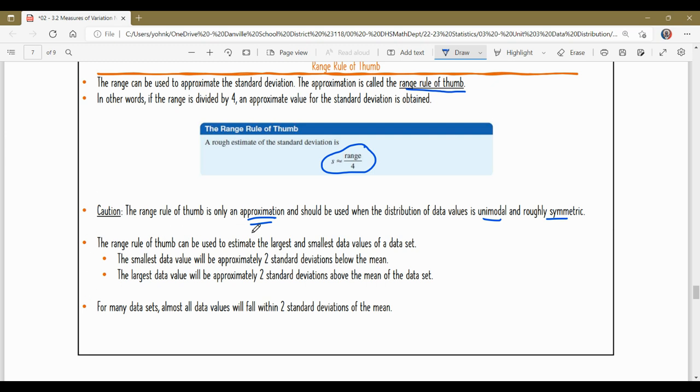The range rule of thumb can be used to estimate what the largest and smallest data values are in a set. You can find the smallest one by finding 2 standard deviations below the mean. You can find the largest one by doing approximately 2 standard deviations above the mean. And normally, in most data sets, everything's going to fall within 2 standard deviations, but you will have some outliers that are going to kind of mess it up.